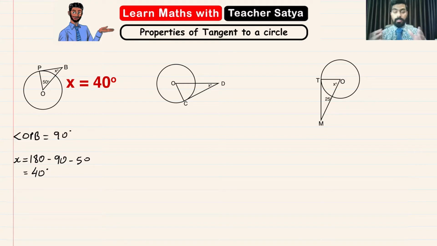Now keep in mind, in a triangle there are 3 angles and all of these 3 angles add up to 180 degrees. That is why we subtracted from 180.